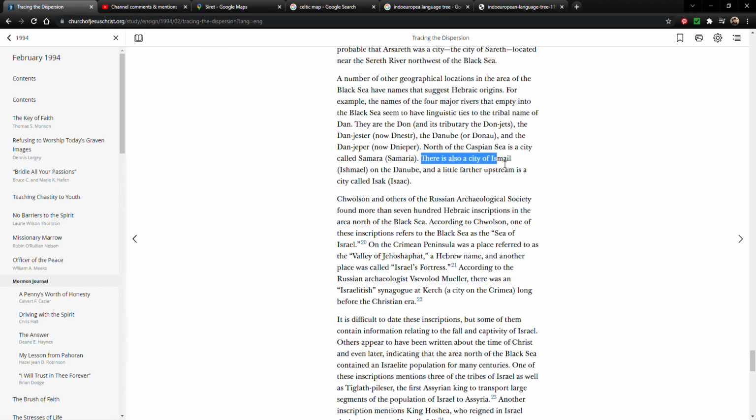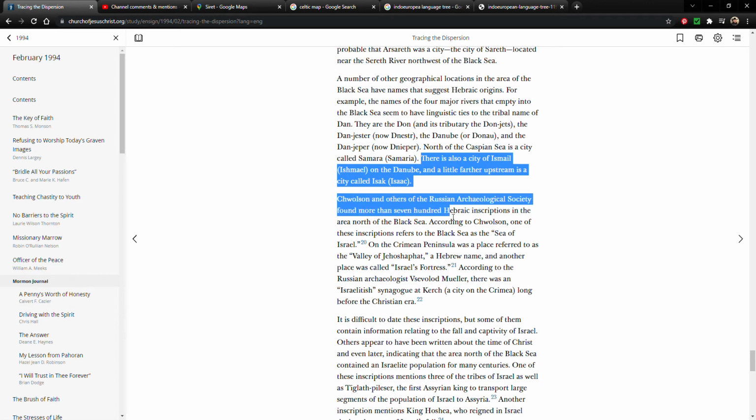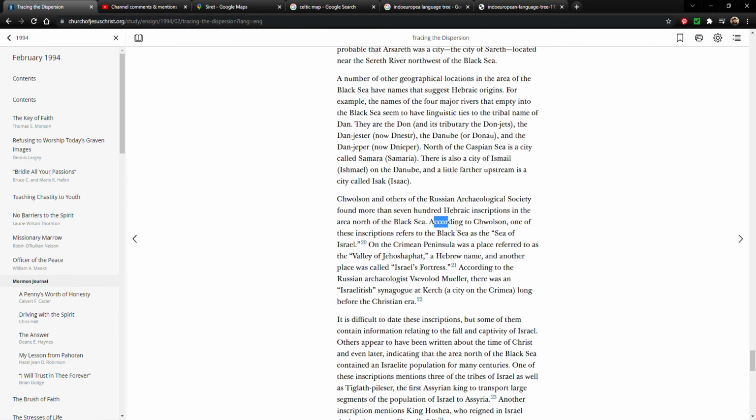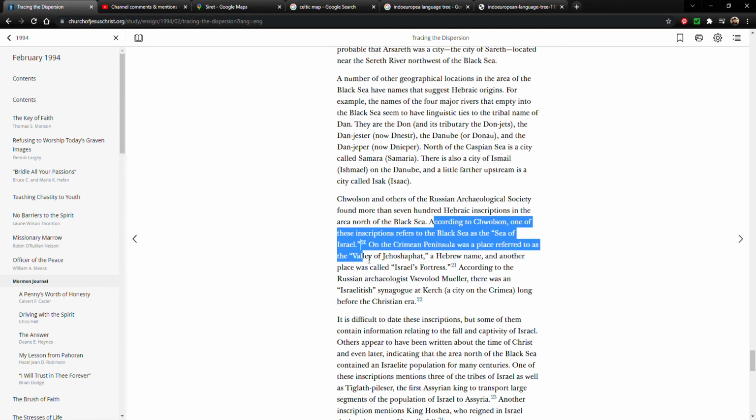There's also a city of Ishmael on the Danube, and a little farther upstream is a city called Isaac. Chvolson and others of the Russian Archaeological Society found more than 700 Hebraic inscriptions in the area north of the Black Sea. So, up here, according to Chvolson, one of the inscriptions refers to the Black Sea as the Sea of Israel. Wow. On the Crimean Peninsula was a place referred to as the Valley of Jehoshaphat, a Hebrew name, and another place called Israel's Fortress. So I think there's probably no doubt that they were in this area.